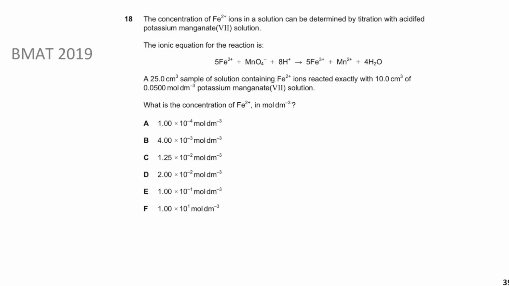Question 18 says the concentration of Fe2+ ions in a solution can be determined by titration with acidified potassium manganate solution. The ionic equation for this is given below. It says a 25 cm³ sample of solution containing Fe2+ ions reacted exactly with 10 cm³ of 0.05 molar potassium manganate solution, and it asks what's the concentration of Fe2+ in moles per dm³. So guys, pause the video, give yourself just under a minute, be sure to be back after that, and then we're going to go through the solution.